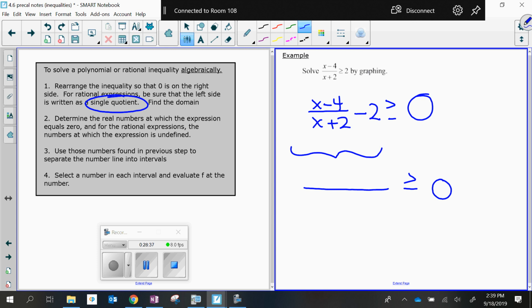Now, 1 is not what we want. We want 0. All right. She wants to divide here by 2.